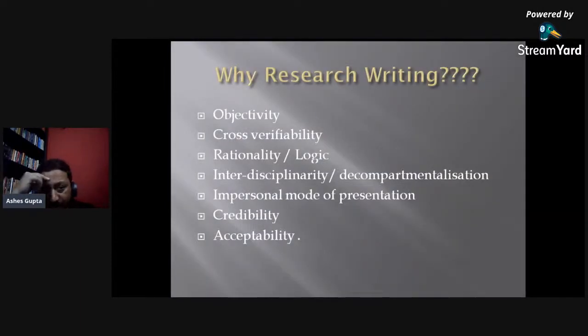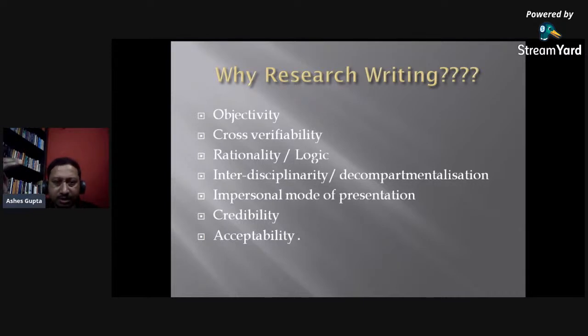Why research writing? The notion of research writing is something which probably emerged towards the end of the 17th century, maybe, and flourished in the 21st century. A century in which we are speaking about cross-disciplinarity, interdisciplinarity, decompartmentalization, etc.